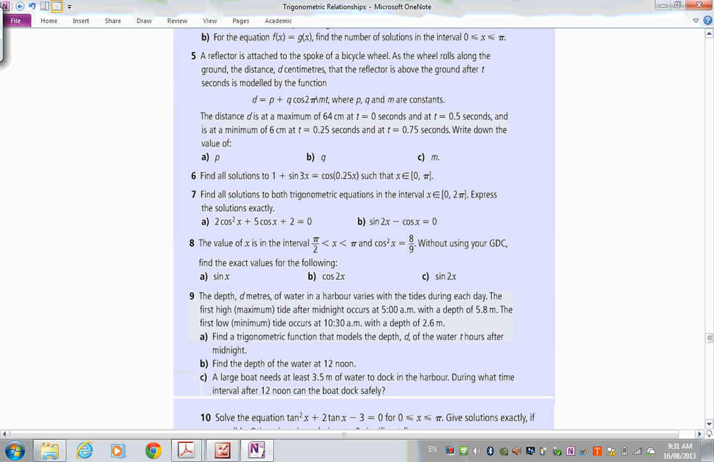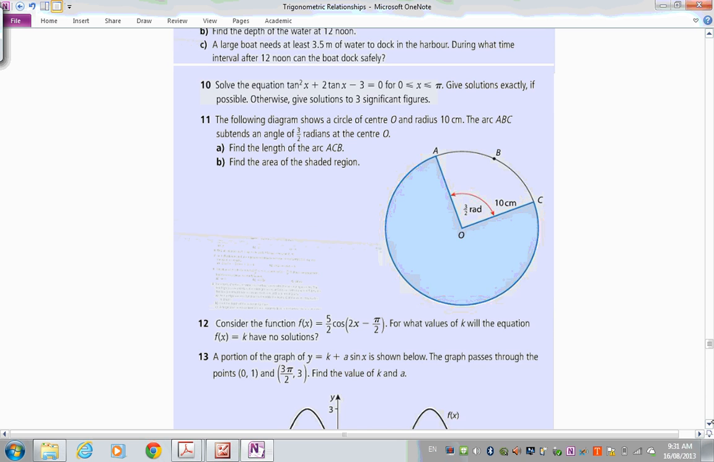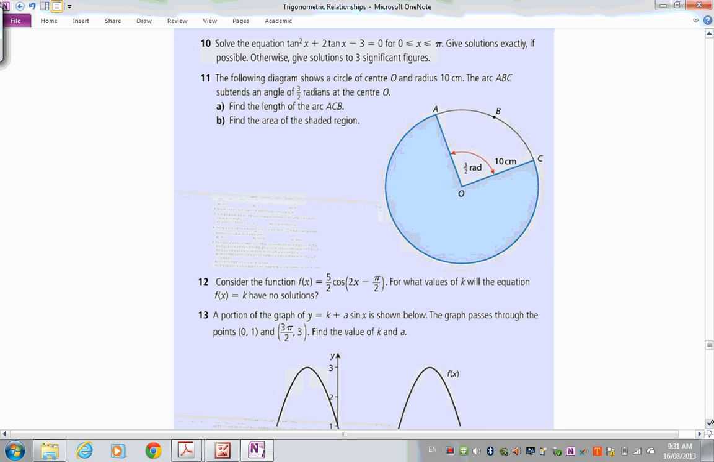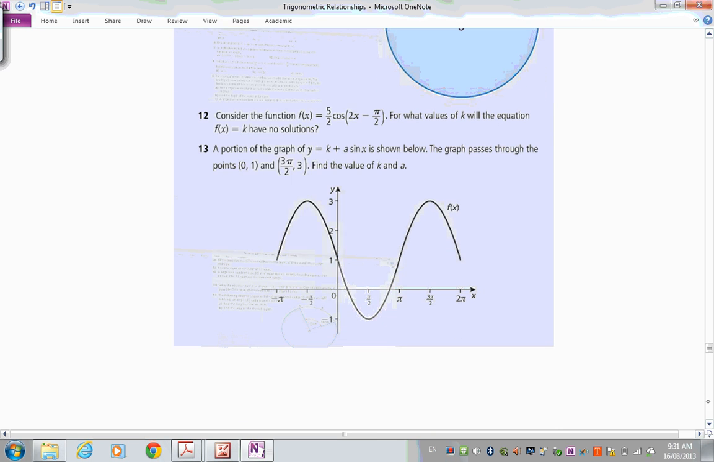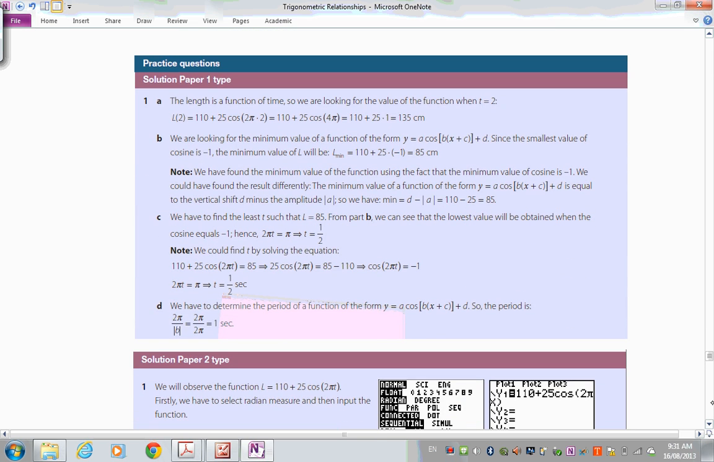5 through 9. I think we can get all these on. No, just 10, 11 and 12. And there's 13. So pause those. Now we're going to have a look at the solutions. There's paper 1 type for question 1.